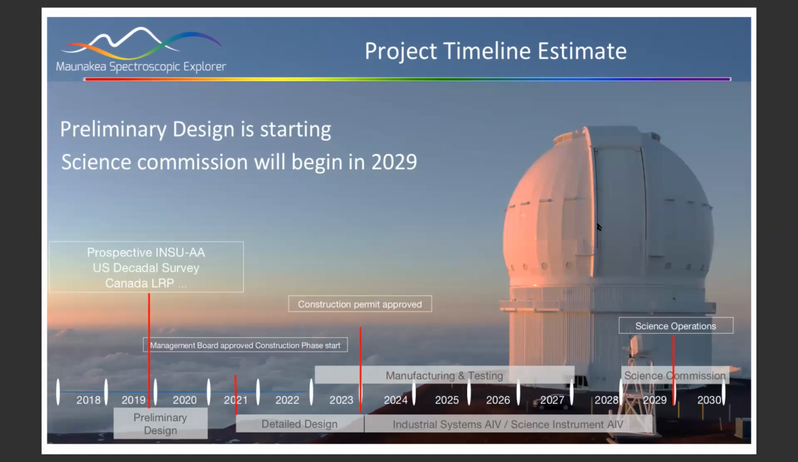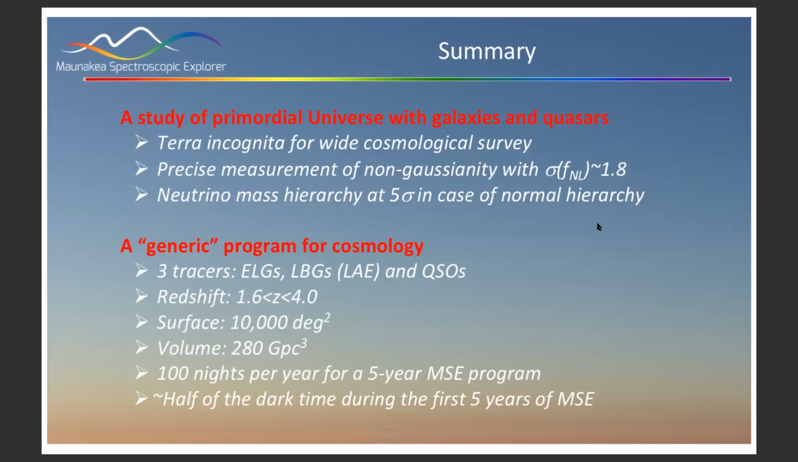This is the timeline. So we are here in the preliminary design. There is one important date, which is in the middle of 2021, where we have this question of Liz about Mauna Kea, but it's not just for MSC or CFHT, it's for all the telescopes of Mauna Kea. And after, you can see the timeline. Maybe it's very optimistic, but anyways, at the end, the first light is in 2029.